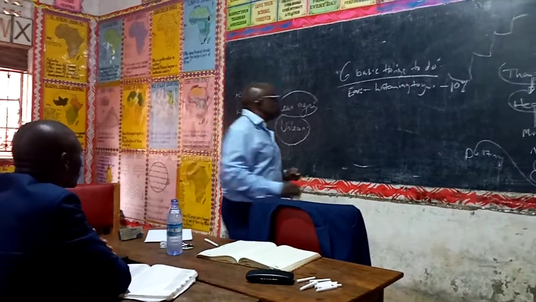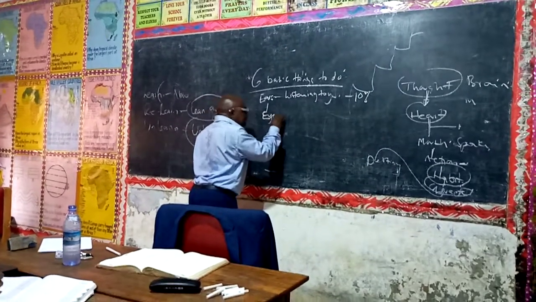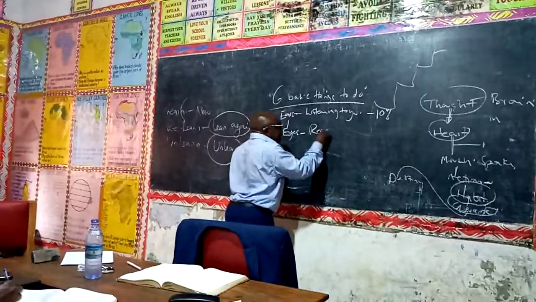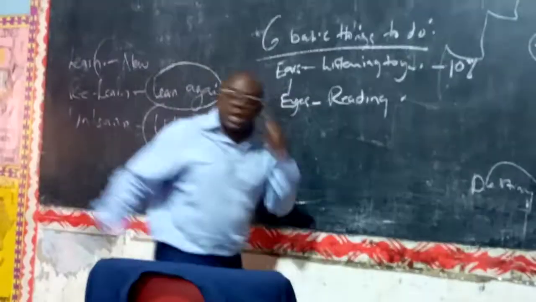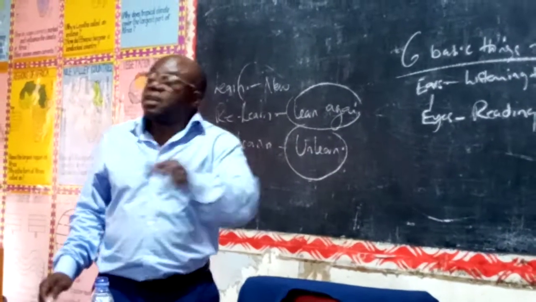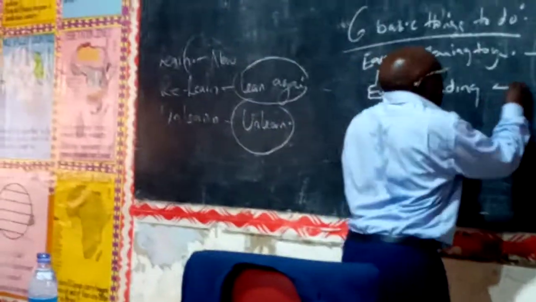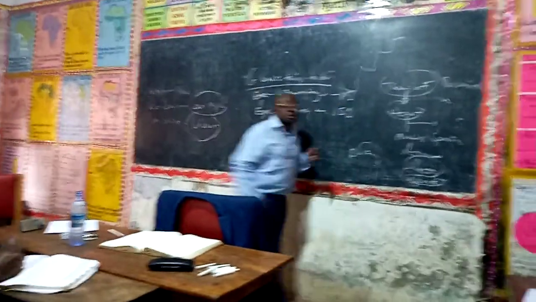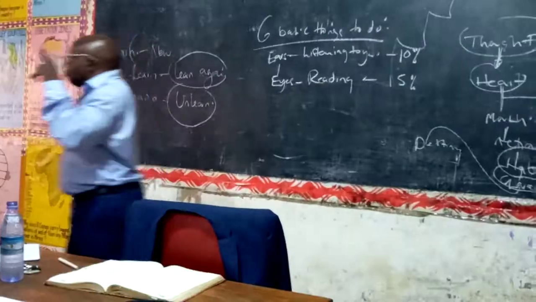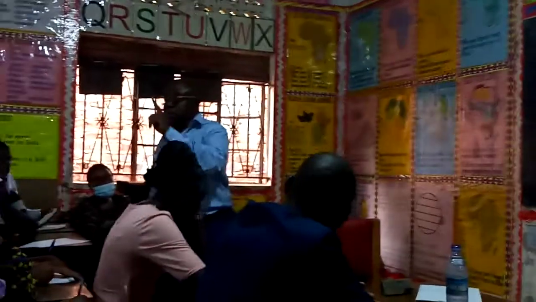Number 2, the child must make sure he uses his or her eyes. By doing what? Reading. Because you use eyes to read. You don't use the mouth to read. Now when a child reads using the eyes, he or she understands how much? 15% only. This is the science of understanding, learning.